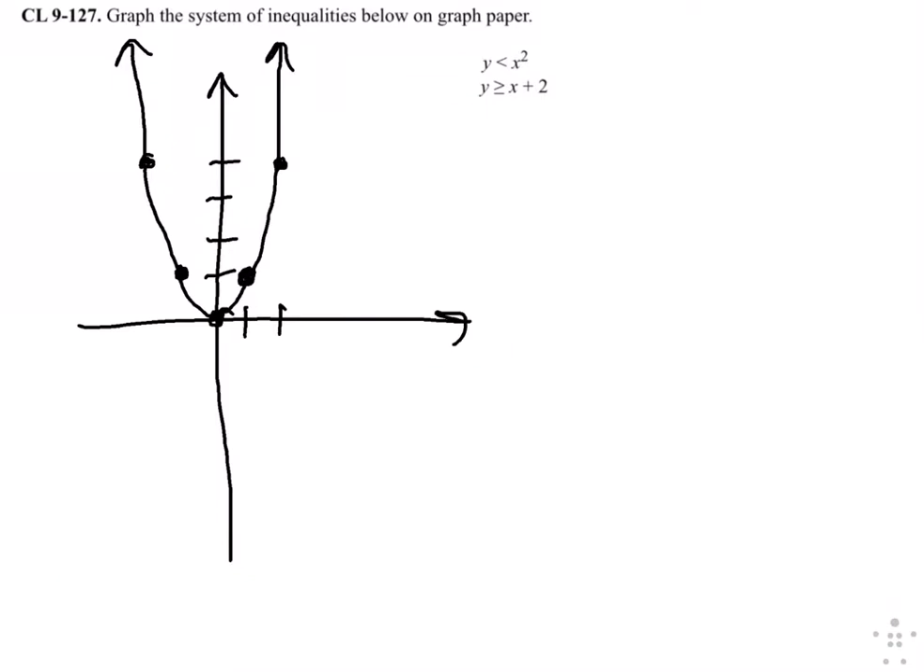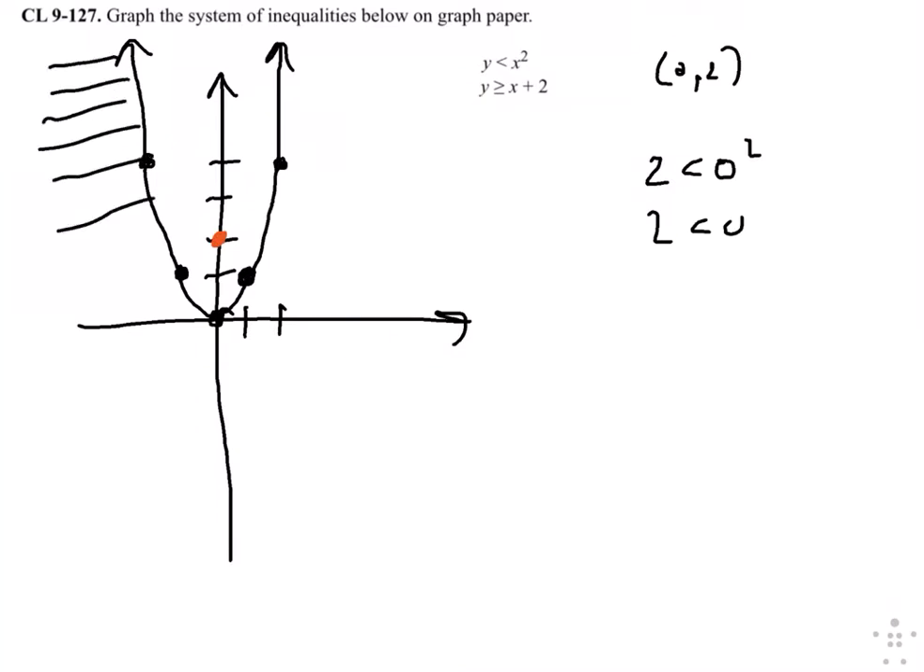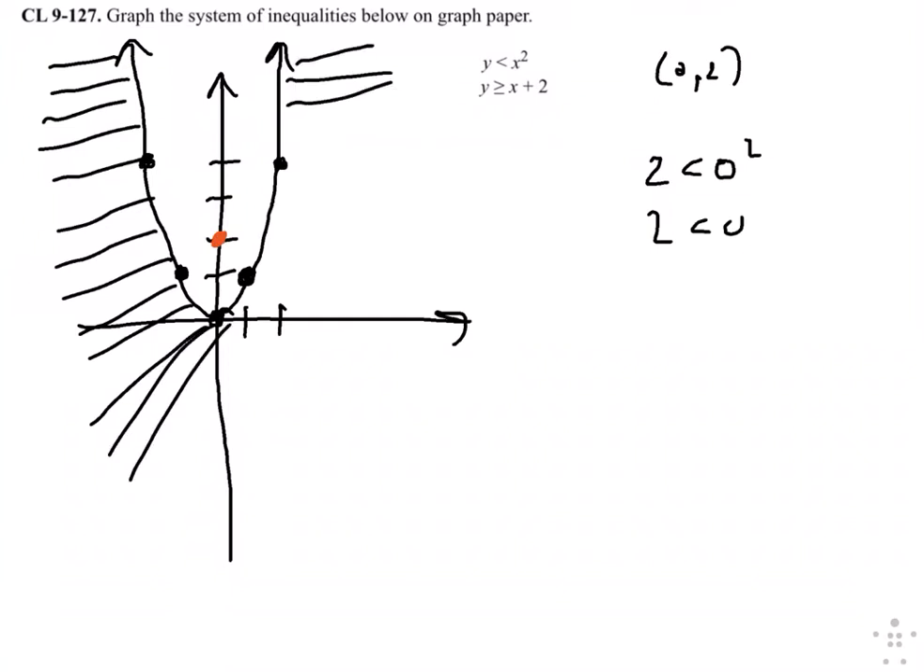Now we have to pick a point. Let's pick a point, I don't know, inside. Let's pick this point right there. So that point is (0, 2). Let's see if it satisfies it. So 2 is less than 0 squared. 2 is less than 0? No, 2 is not less than 0, so that means it's this side that's shaded. It's everywhere outside the parabola.